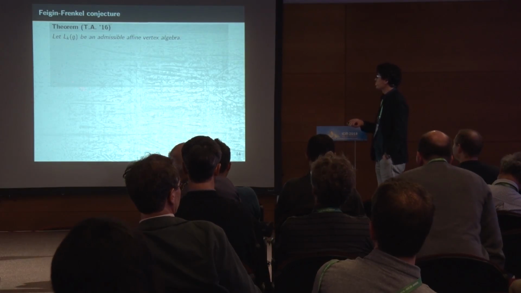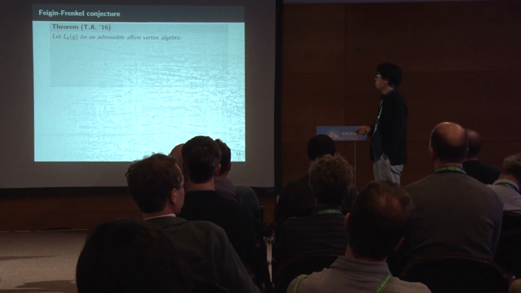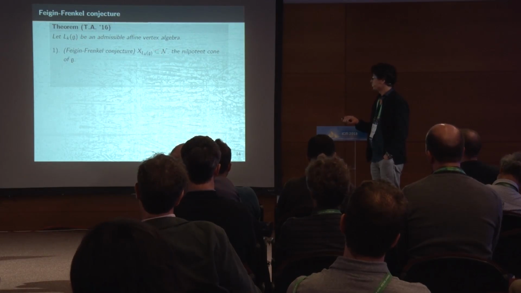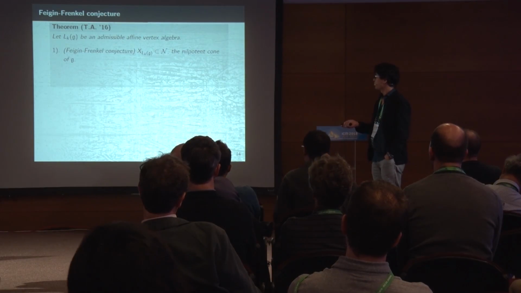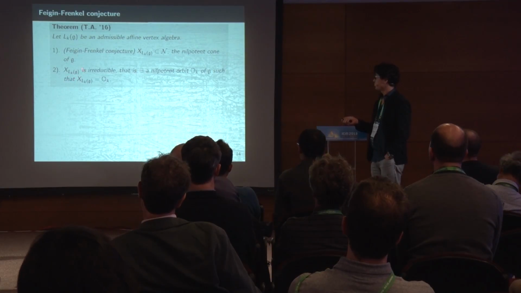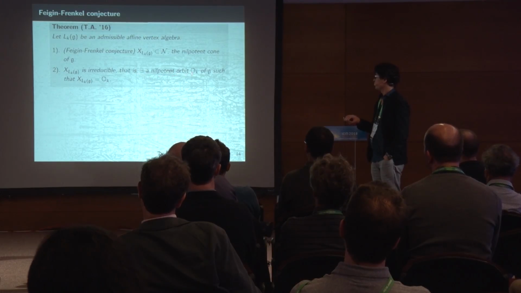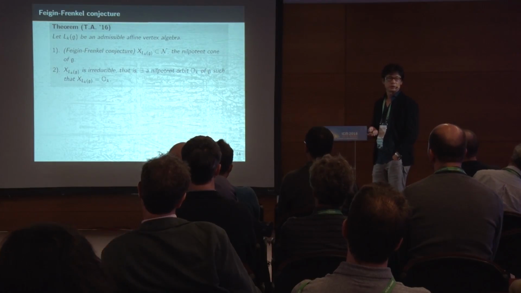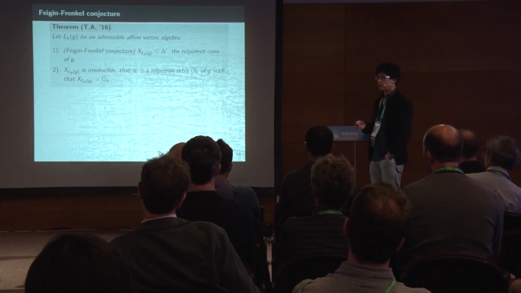And what you can show, which was conjectured by Feigin and Frenkel, is that if this is admissible in the sense of Kac-Wakimoto, the associated variety is contained in the nilpotent cone of G. And in fact, its associated variety is irreducible, which means that there exists a nilpotent orbit such that the associated variety is exactly the closure of this nilpotent orbit. And this nilpotent orbit can be described explicitly.